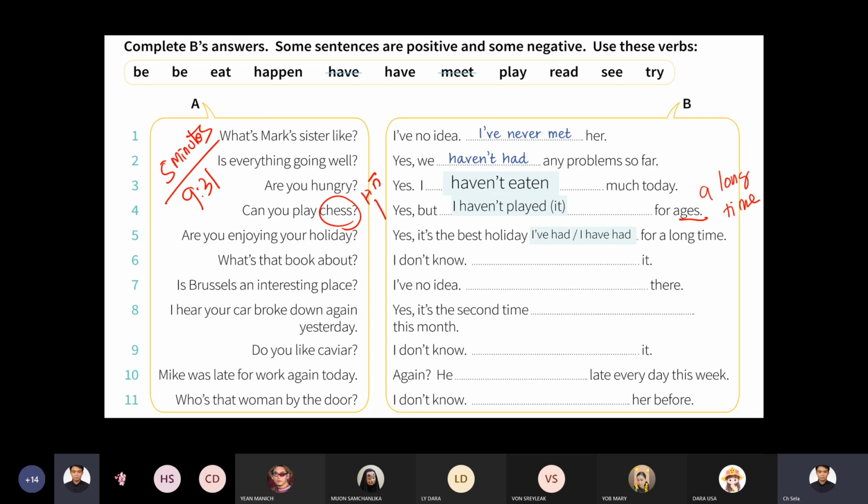What's that book about? I don't know. I haven't read it. I haven't read, or haven't read? Read. We pronounce it read, right? The same spelling, but yes, we pronounce it read. I don't know. I haven't read it. Thank you. Number 7, Brussels, an interesting place.